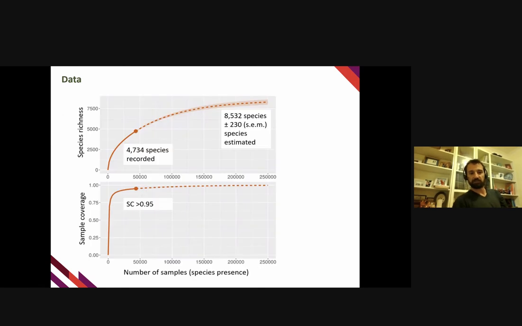So what we found is that if you look at the top graph, we actually recorded a quite astonishing number of species, 4,734 species. That gives us actually a relatively good sample coverage. However, if we extrapolate the likely number of species that might be present overall in urban areas, we estimate that this number might be pretty much twice as much, so more than 8,000 species that could be living in cities.